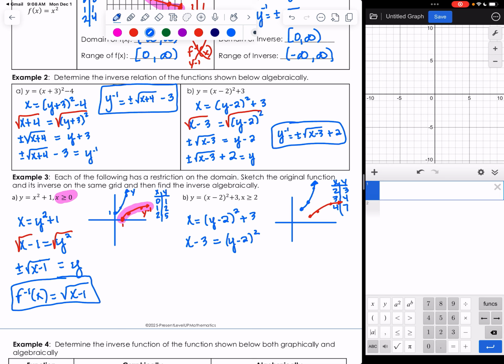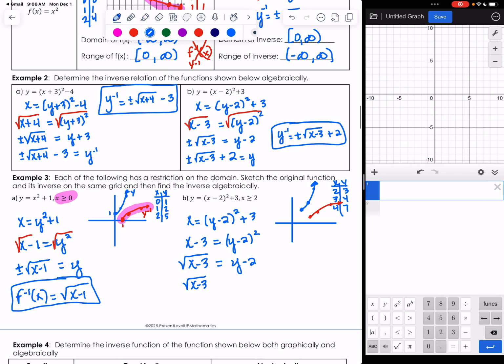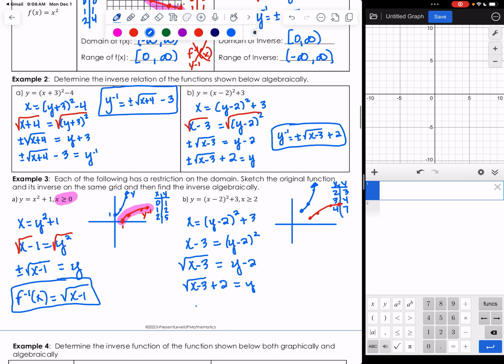Take the square root, and I only want the positive square root. And then add 2. Plus 2. So f inverse of x is equal to the square root of x minus 3, plus 2.